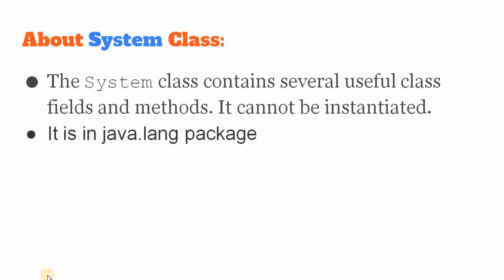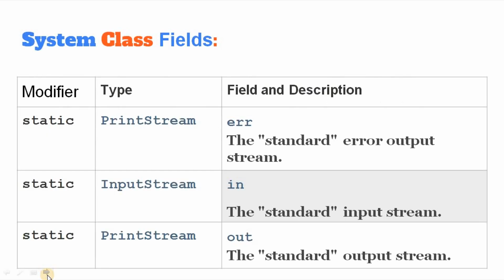Now let's go to the details about the fields of the System class. We have three important fields in the System class. One is the err field, that means it is the standard error output stream. Next one is in, the standard input stream. Third one is out, the standard output stream. It is used for generating the output stream.